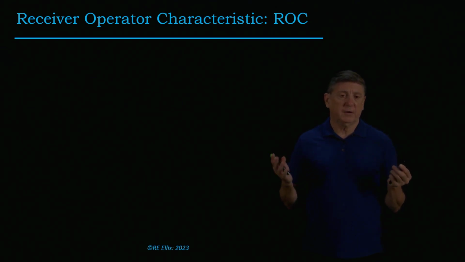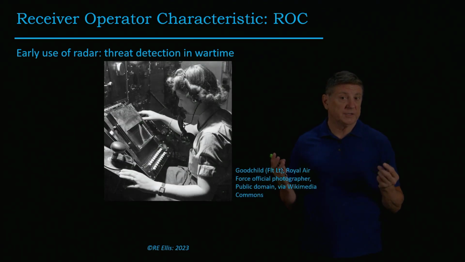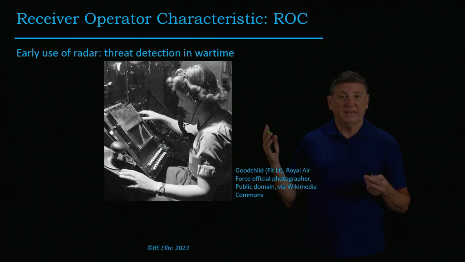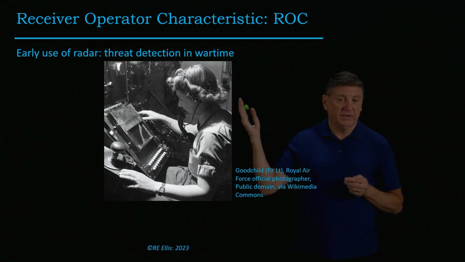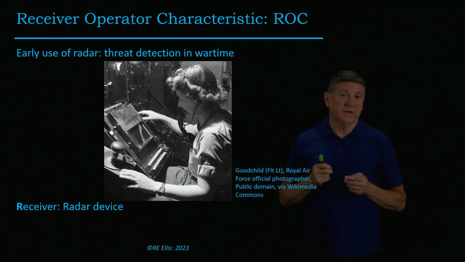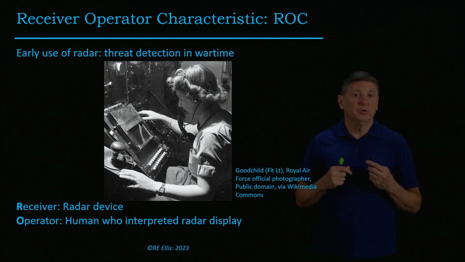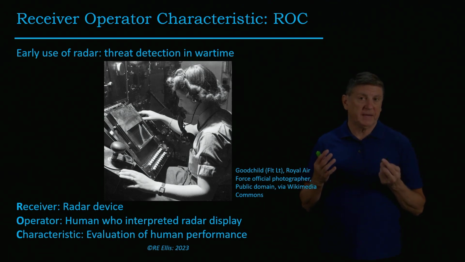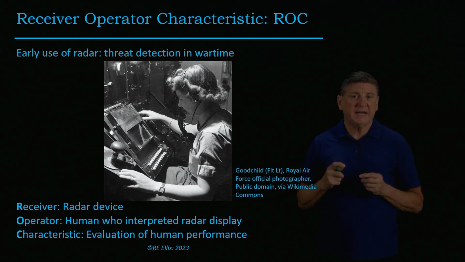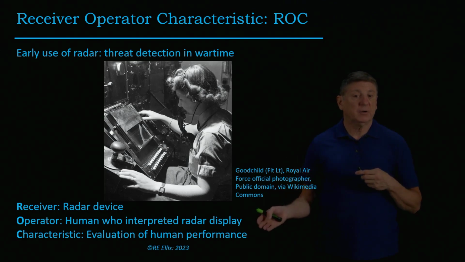So a receiver operator characteristic is something that came out of early uses of radar for detecting threats in wartime. So here what we have is a radar screen and a human operator. The receiver is the radar device, so it's all electronics. The operator is a human who interprets the radar display, and the characteristic is an evaluation of the human performance. What they were interested in when they came up with this concept was how, if they varied the receiver or varied the operator, the characteristic would vary.